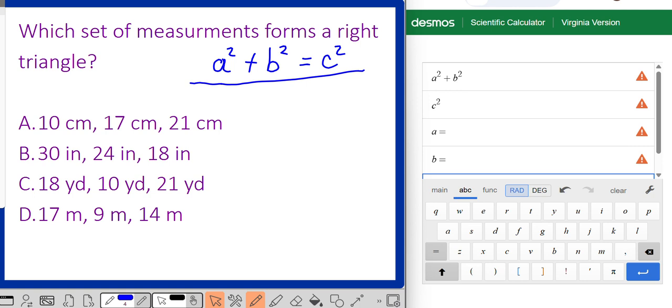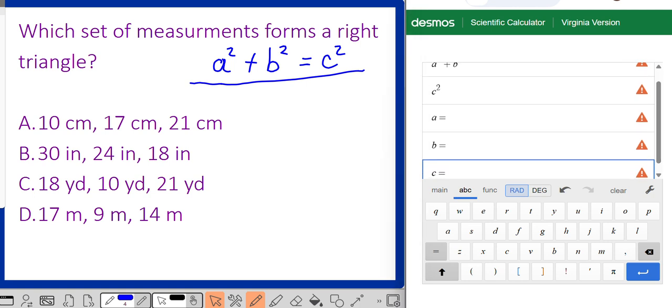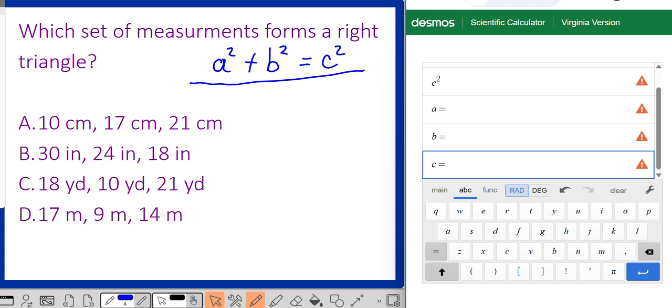There's two ways to do it in the calculator, so I'm going to show you this one first. I came over here to my calculator and I typed in a squared plus b squared on one line. Then I typed c squared on the next line because I know these two have to be equal to prove it's a right triangle. Then I went ahead and typed a equals, b equals, and c equals, so that we could see what the calculator told us. But the first thing we have to remember is c is your hypotenuse. That is the largest number.